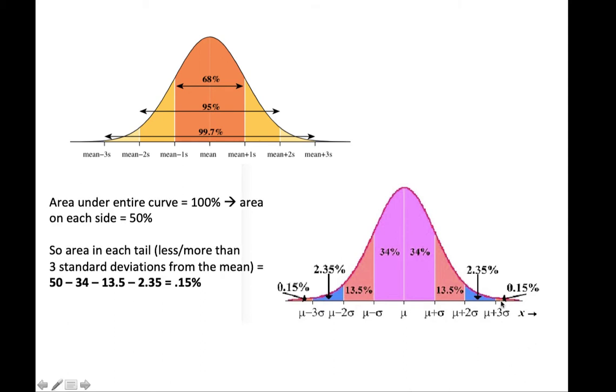Finally, what about this teeny tiny portion that's outside here beyond 3 standard deviations? Well, under the entire curve is 100%. The right-hand side encompasses 50% of the population. So if we take the 50%, subtract the 34, subtract the 13.5, subtract the 2.35, we're left with only 0.15% of the population beyond 3 standard deviations of the mean.